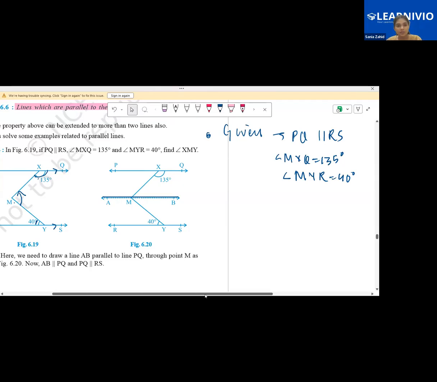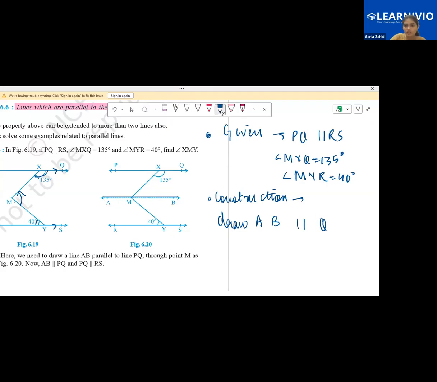Now, to find the particular angle, are you doing any construction? Yes, we are doing a construction. So you'll write construction. And then you'll write draw line AB parallel to any of the above, you can write. Let's say PQ.